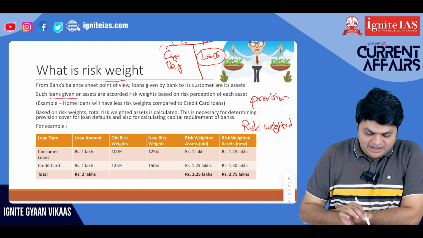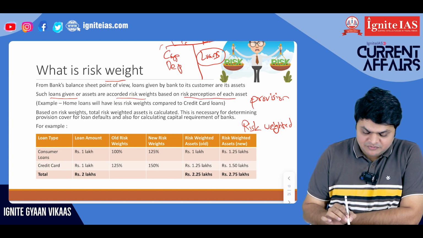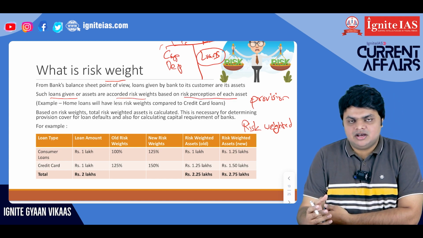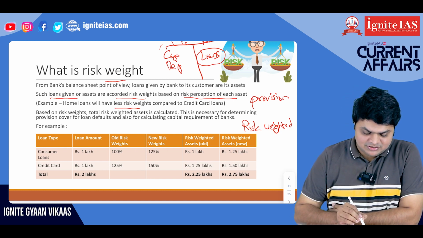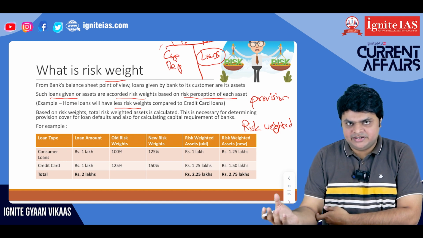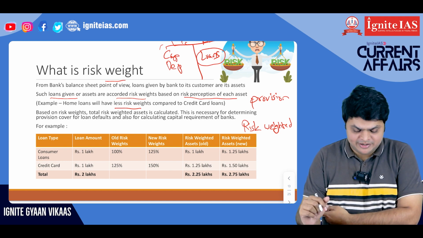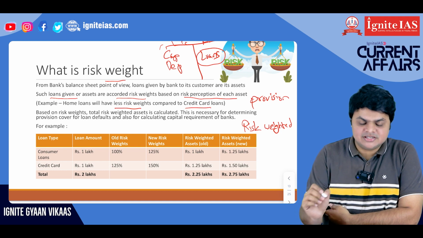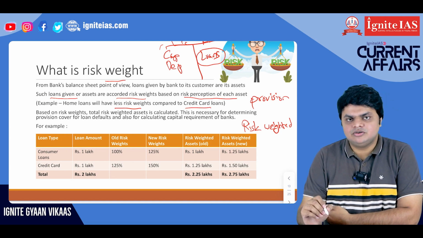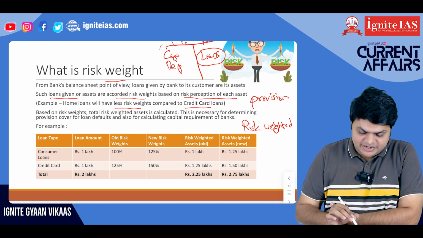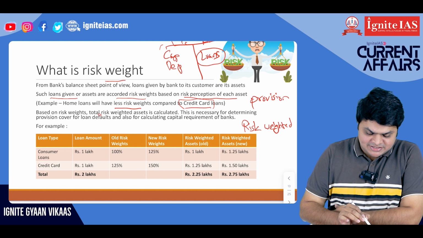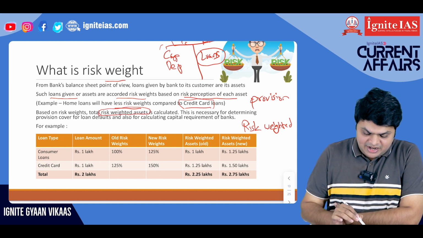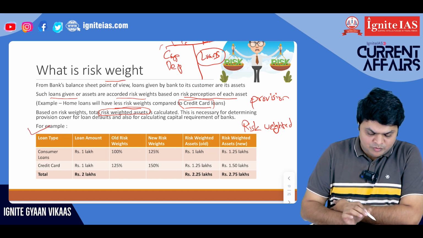Every loan which is given by bank is accorded risk weights based on risk perception of each asset. For example, house loan or a mortgage which is safeguarded or secured by a property will have less risk weight, because a bank can always take the possession of the asset if the loan goes bad. But in case of credit card, it is an unsecured loan. There is no security given by the borrower. So those credit card loans will have higher risk weights. So based on the total risk weights, total risk weighted assets are calculated, and then that risk weighted assets is used for determining the provision. So with this example, it will be more clear to you.